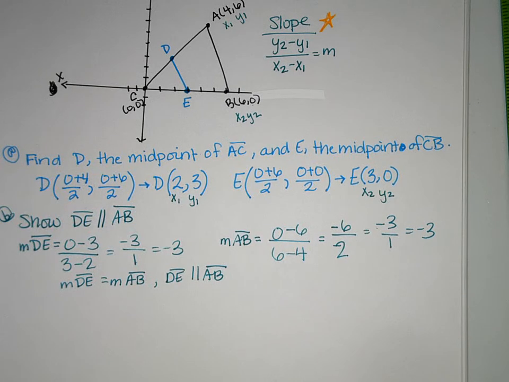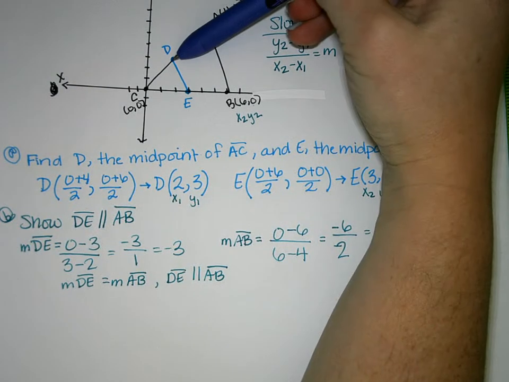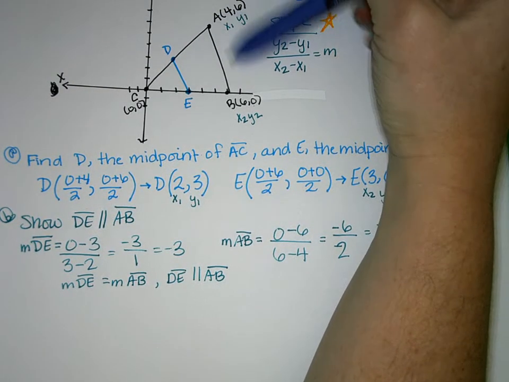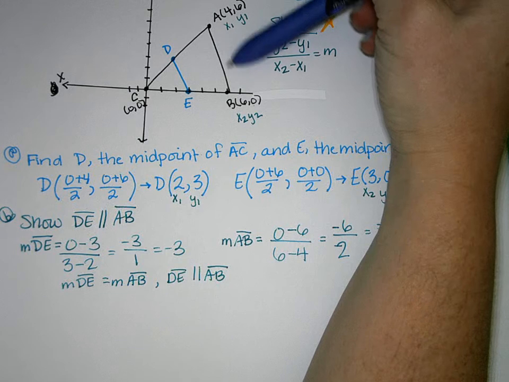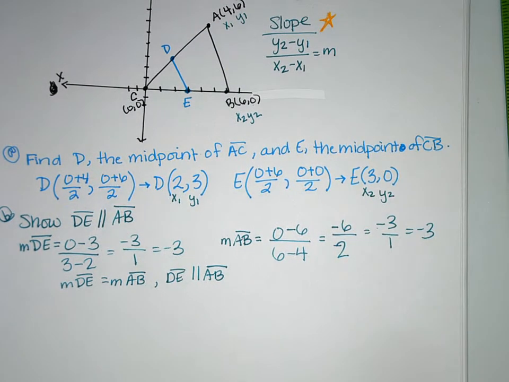So any questions at this point on finding the midpoint or showing that they're parallel? Okay, the last part is we're going to be showing on a coordinate graph. We're going to show how DE is half of AB, or how AB is twice as big as DE. So here we're talking about length.